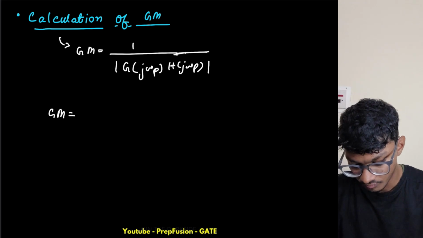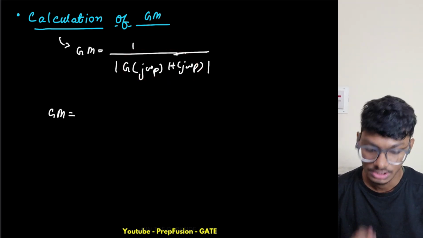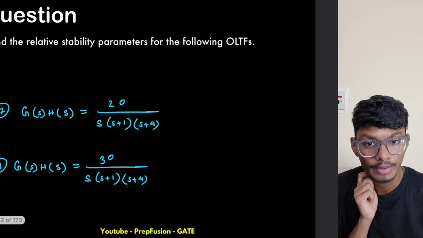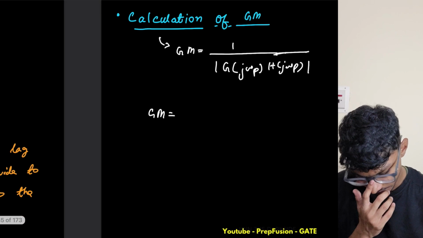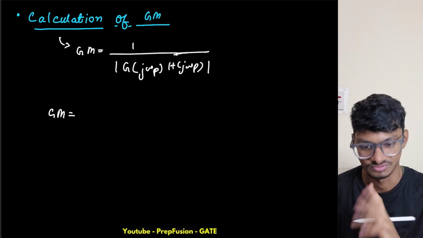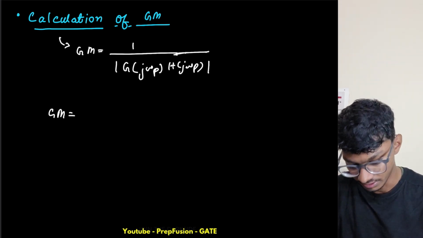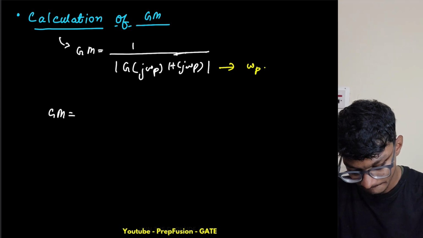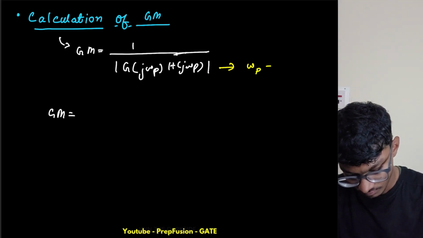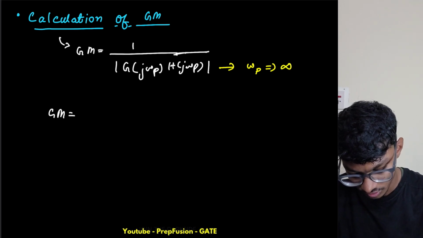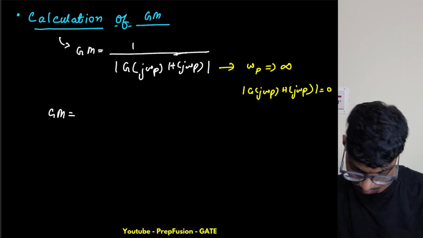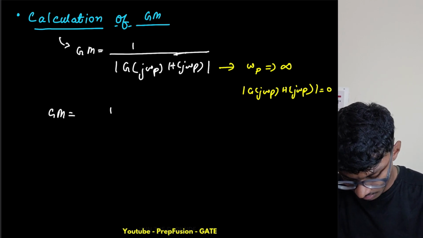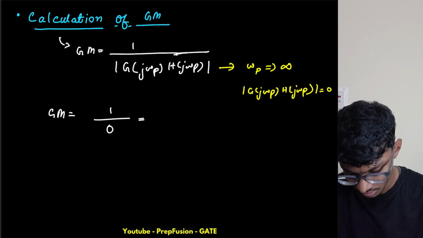So what is my omega p? Omega p is infinity. So what is the magnitude at omega p? If I put omega p as infinity, then obviously this goes to 0. No issue. So my gain, which is simply the magnitude of my OLTF, would be 0. So this is 1 over 0, hence this is infinity.